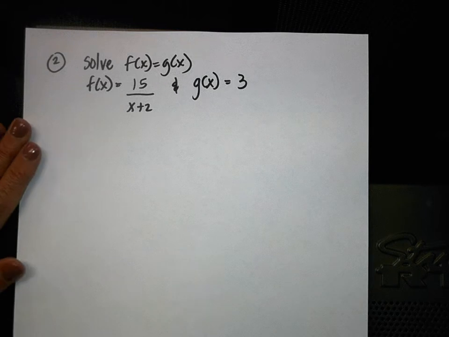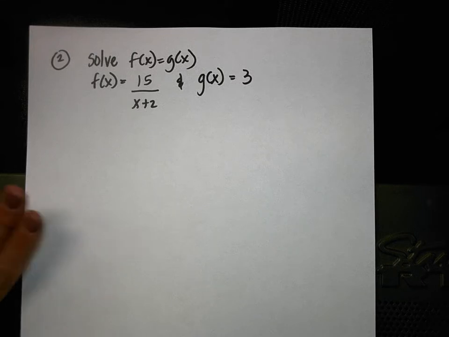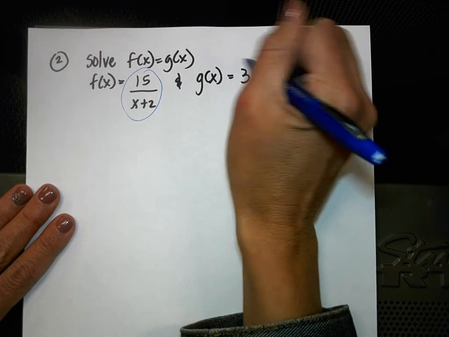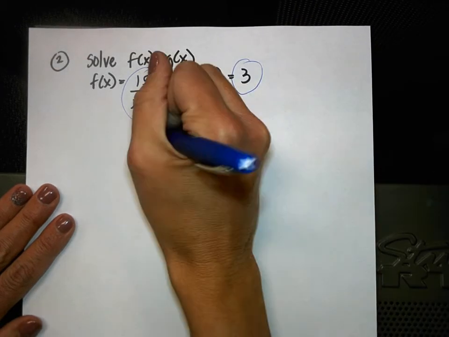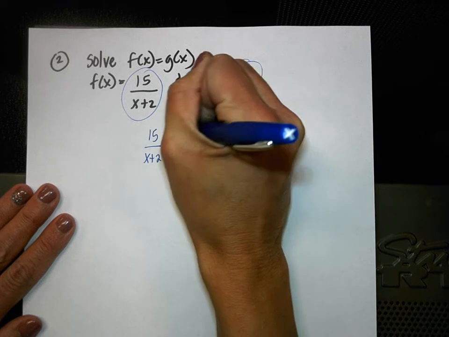Okay. The next question that we are going to talk about here is this problem. It says solve f of x equals g of x, and then they give you what f of x equals, and they give you what g of x equals. And so the first thing we need to do is what? Yeah, set them equal to each other. So this is f of x, this is g of x, and we set them equal to each other. 15 over x plus 2 equals 3.